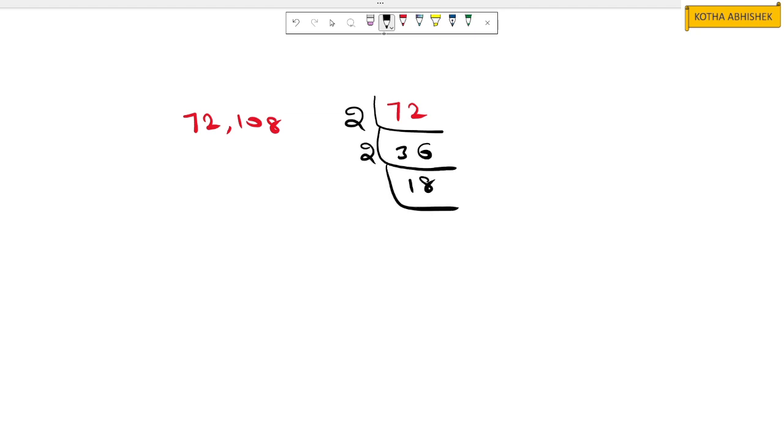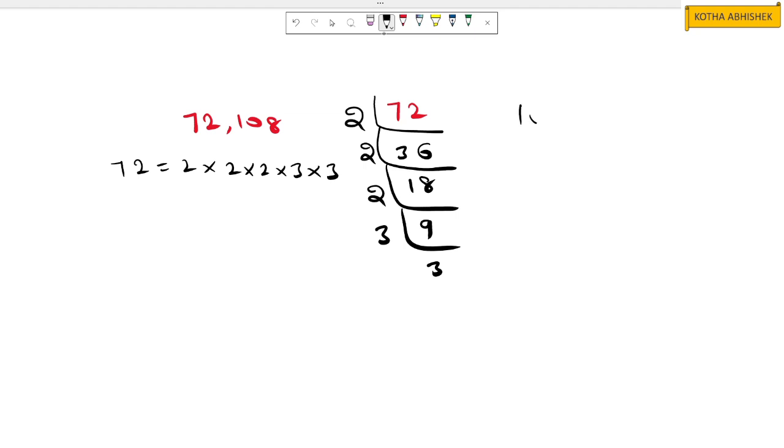Let's take another pair of numbers, 72 and 108. First, let us do the prime factorization of the number 72. 72 is an even number, so it comes in the 2 table. 2 times 36 is 72. 36 is again an even number, so it comes in the 2 table. 2 times 18 is 36. 18 comes in the 2 table. 2 9s are 18. 9 comes in the 3 table, so 3 3s are 9. So we can write 72 equals 2 into 2 into 2 into 3 into 3.